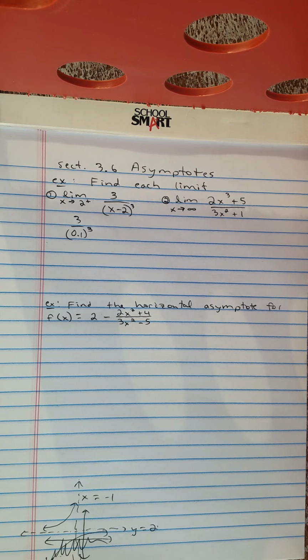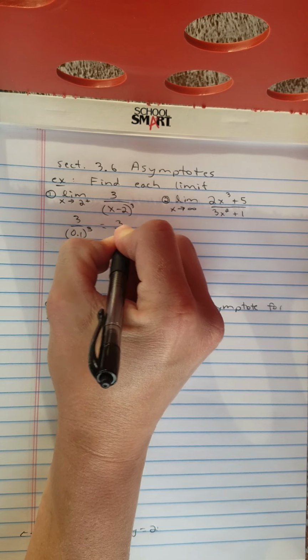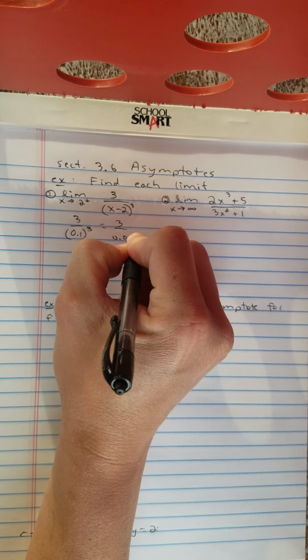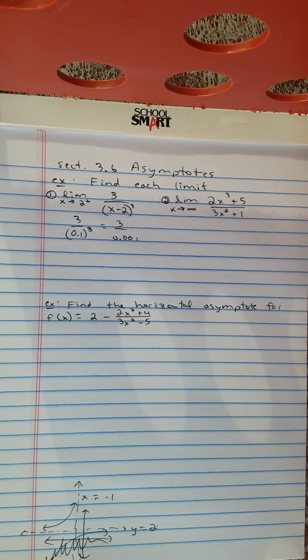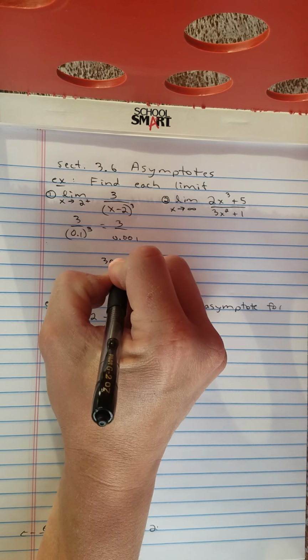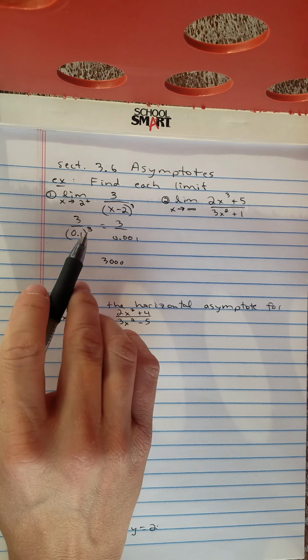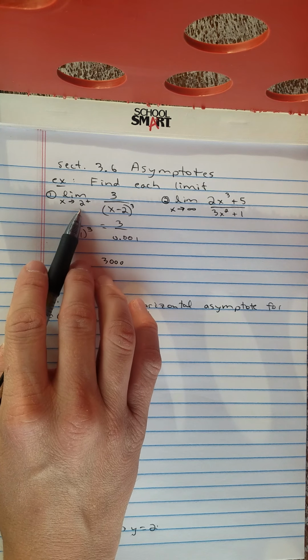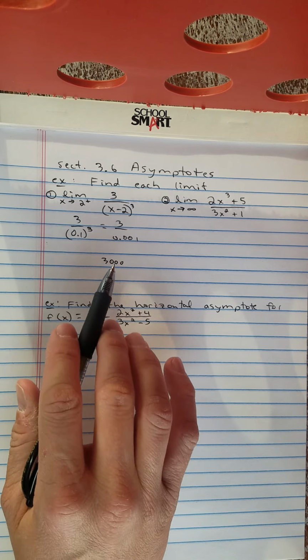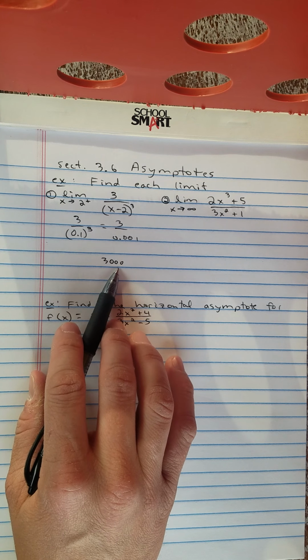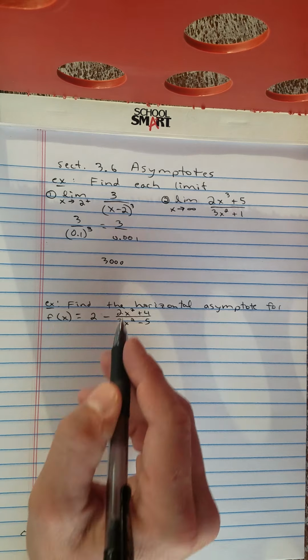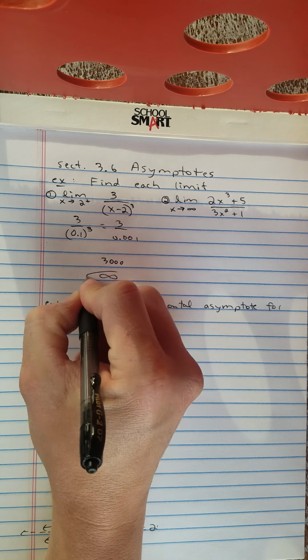0.1 raised to the third power is 0.001, so this becomes 3 divided by 0.001. 3 divided by 0.001 is 3,000. So what do we think that tells us? When you do direct substitution there and you plug in a number pretty close to 2, 0.1, you get a really big number. What this tells us is that the value of this limit is actually infinity.